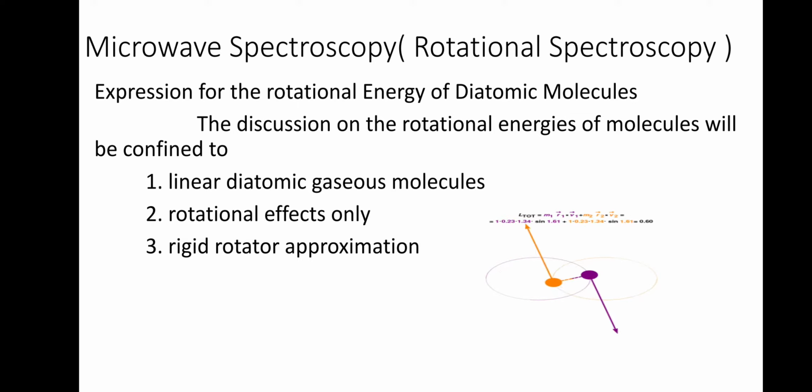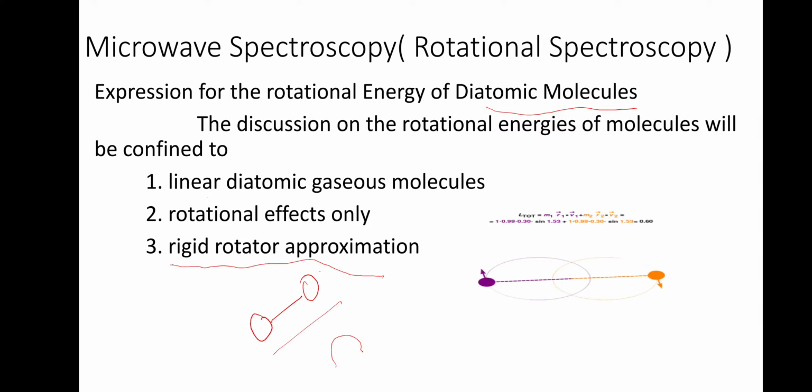Now we are going to see the expression for rotational energy of a diatomic molecule. Diatomic molecule means 2 atoms. The discussion of rotational energies of the molecule is confined to certain assumptions. One, the molecule should be linear, straight, not bent. Next, rotational effect only: we are not considering vibrational or electronic effects. Then we consider a rigid rotator.